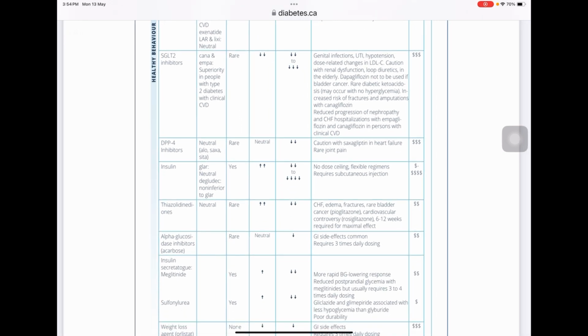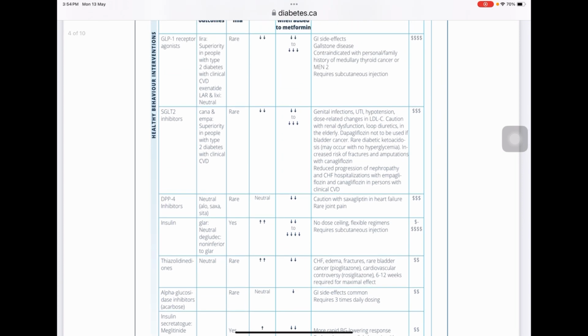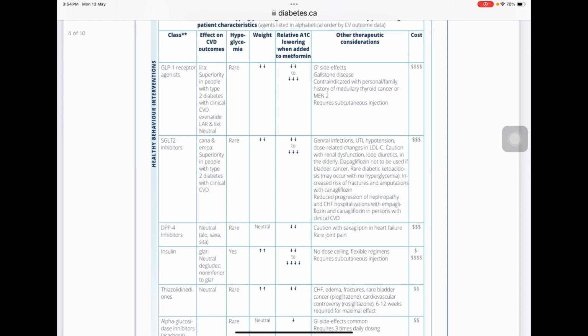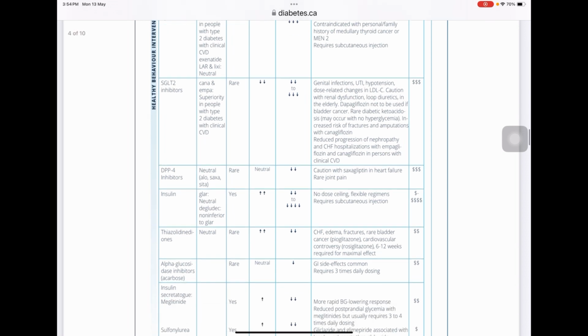Okay, now thiazolidinediones are neutral. Hypoglycemia is rare. Weight gain is more with thiazolidinediones, and they lower HbA1c. Thiazolidinediones are not really good for congestive heart failure, edema, fractures, bladder cancer with pioglitazone, cardiovascular controversies with rosiglitazone. 6 to 12 weeks required for maximum effect. So not the best medication, I would say. It has a low HbA1c lowering effect, but we have to be very careful with patients who are in congestive heart failure. It's not recommended. It may even cause fractures, edema, bladder cancers.